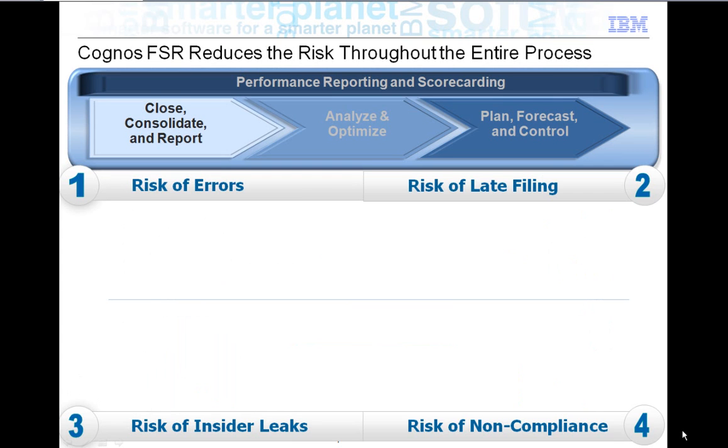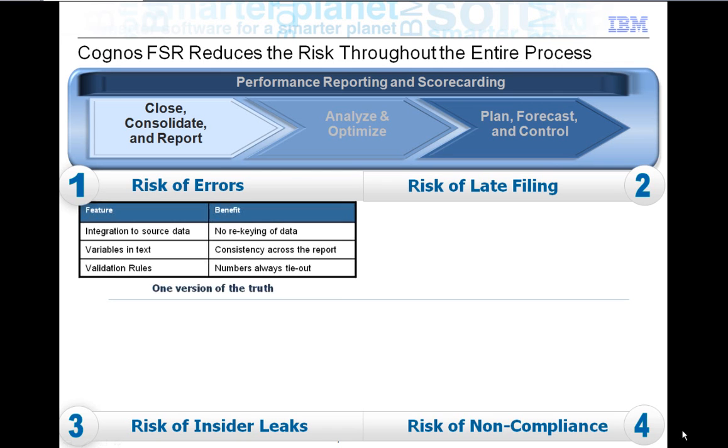Now, Cognos FSR reduces the risk throughout the entire process. Through the close, consolidate, and report phase, there are a number of risks associated with the process. Now, some of these risks include just risks of errors. So right now, a large degree of rekeying of data takes place. There's not always consistency across the report as a result, and numbers may not always be tying out.